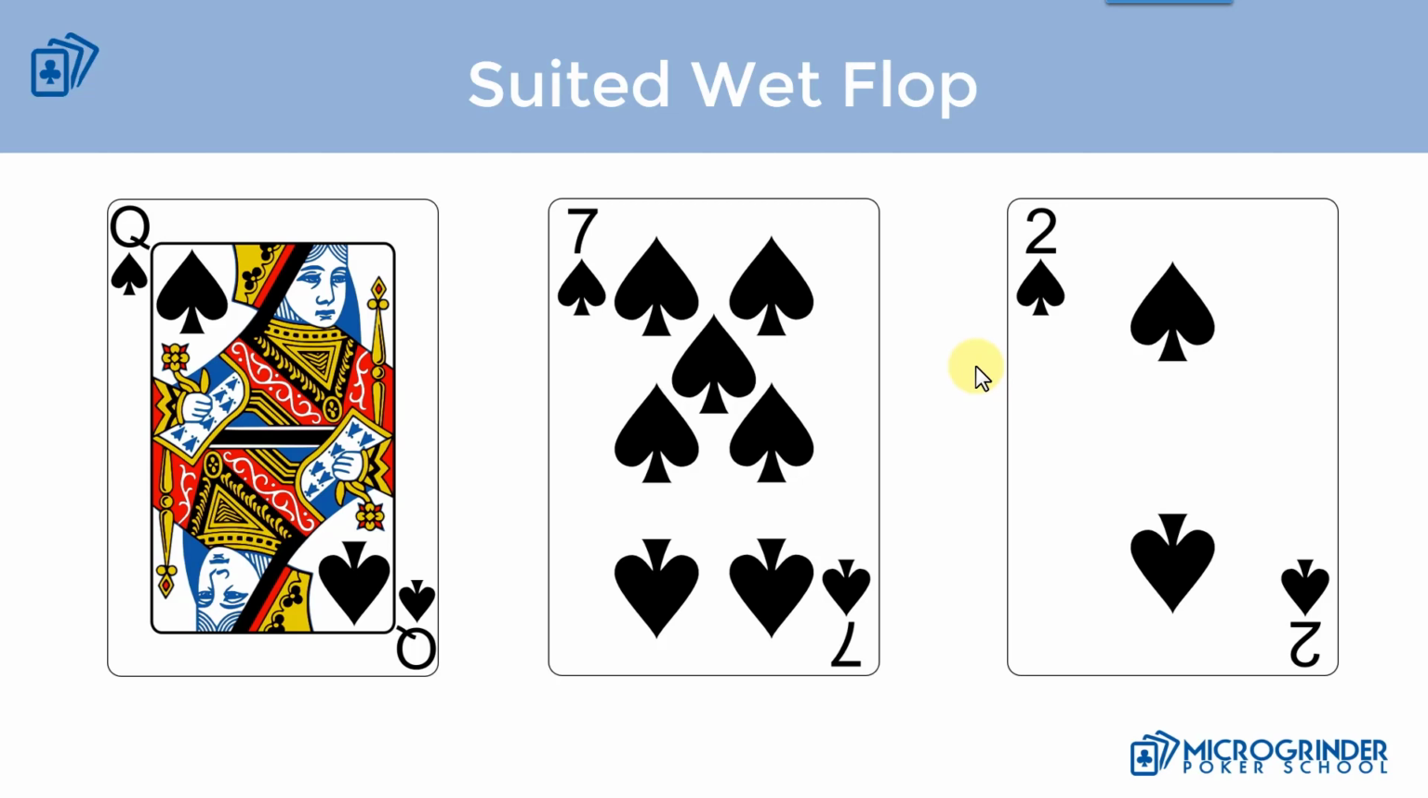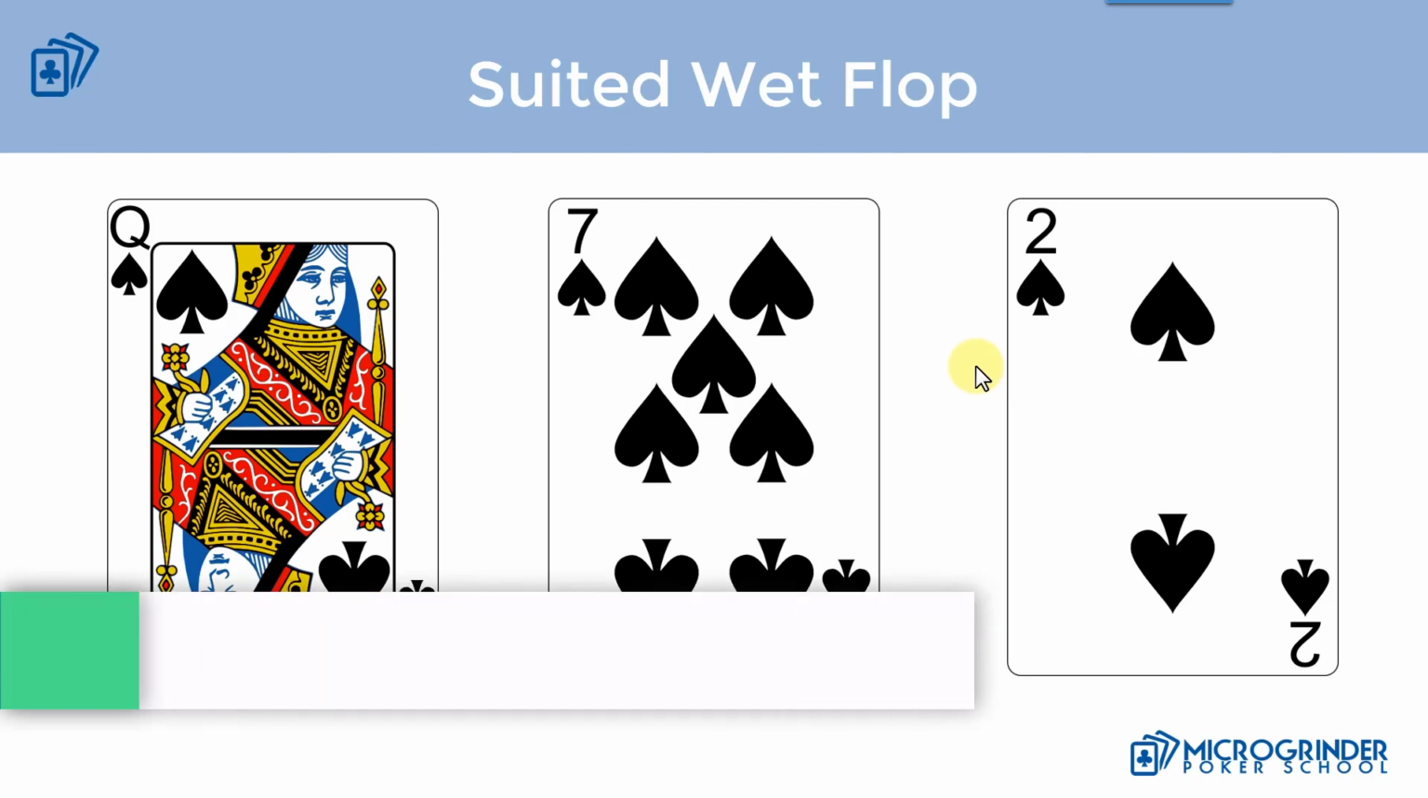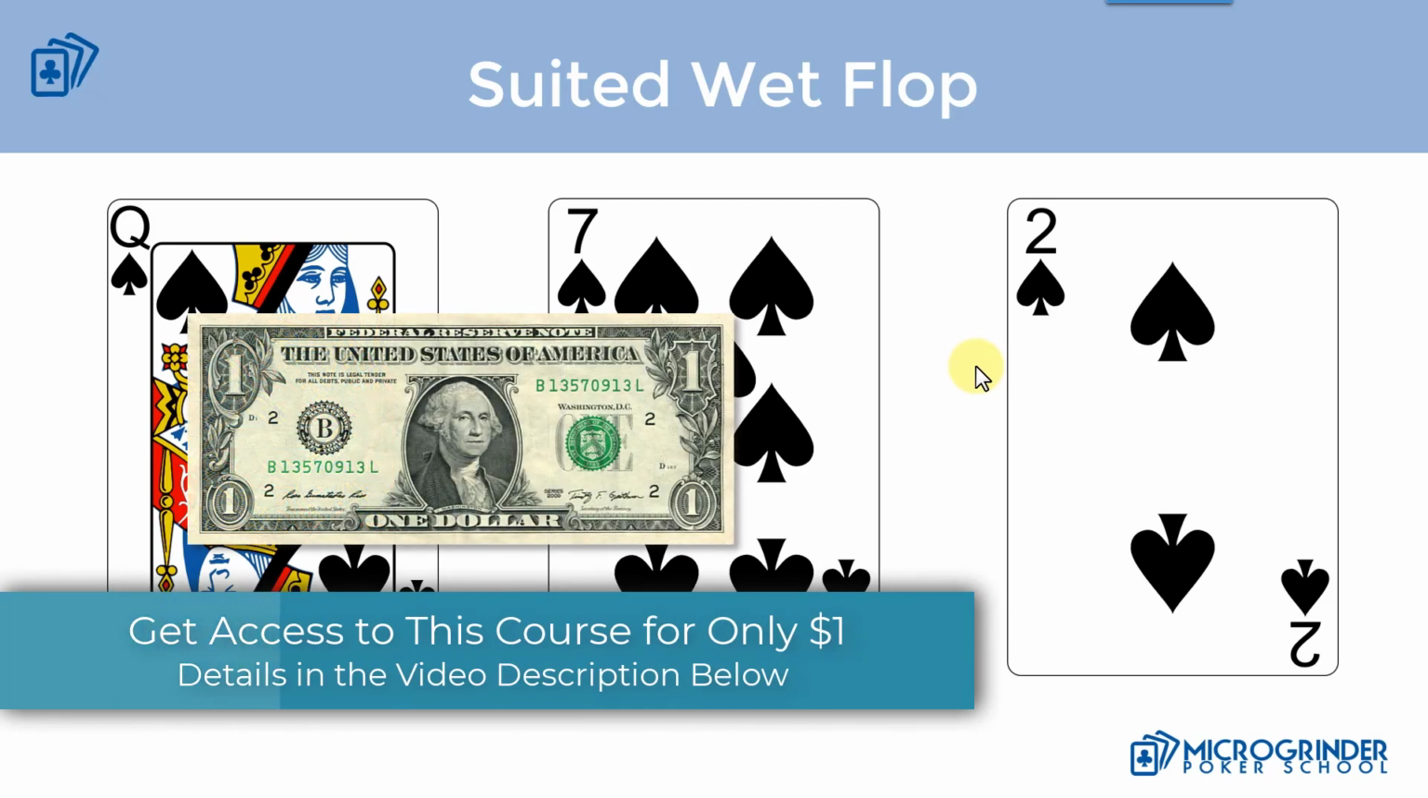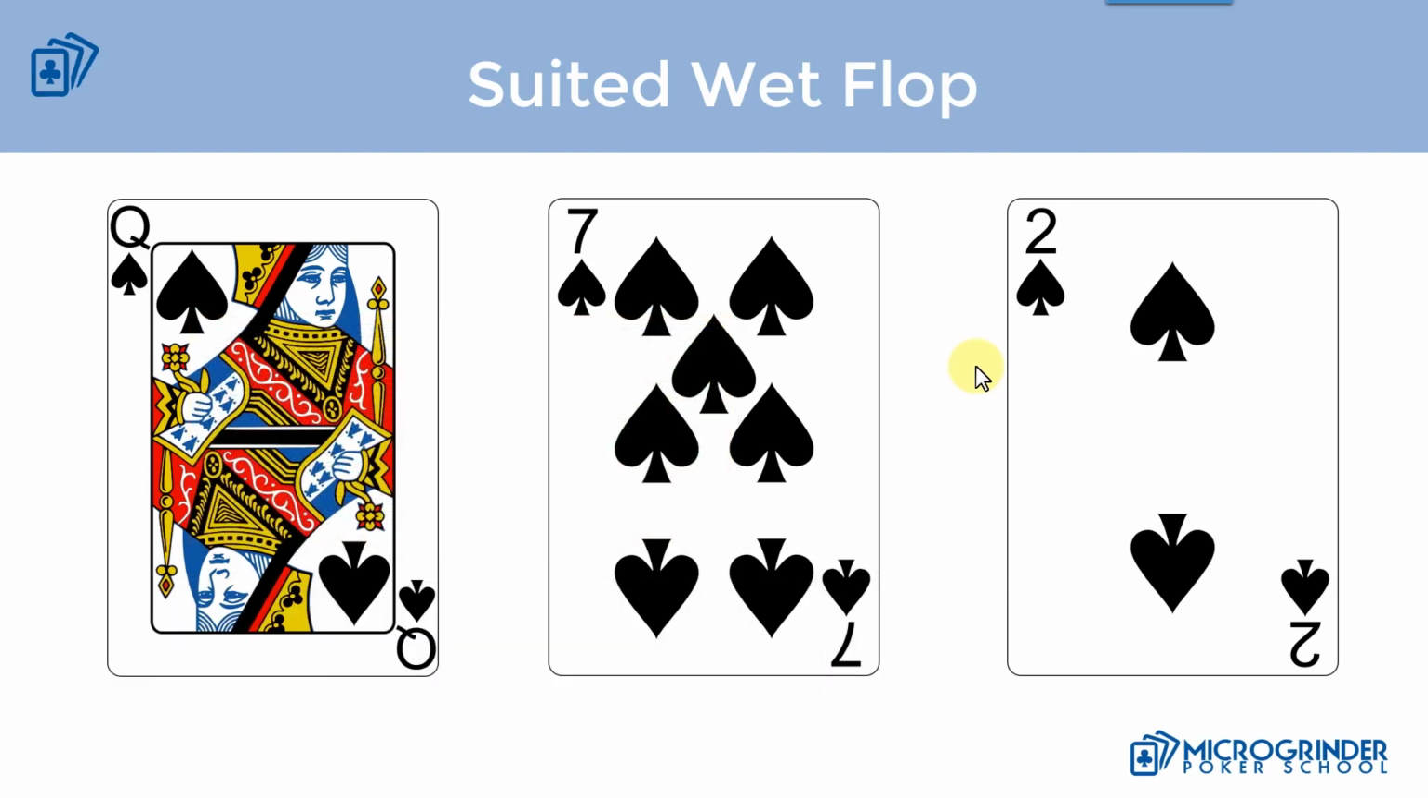Well, if we don't hold a spade, let's say that all of our hands are suited and it's either hearts or diamonds or clubs, our hand is very vulnerable to a draw. Our opponent could not only have flopped a flush, but they could turn a flush with any spade card, and our hand is highly vulnerable to that type of turn. Not to mention, if there is, for example, a jack or an 8 or 9 or 10 on the turn, they could catch up with a backdoor straight draw as well. So this would be considered a suited wet flop.